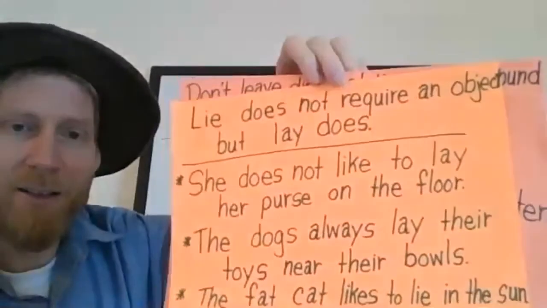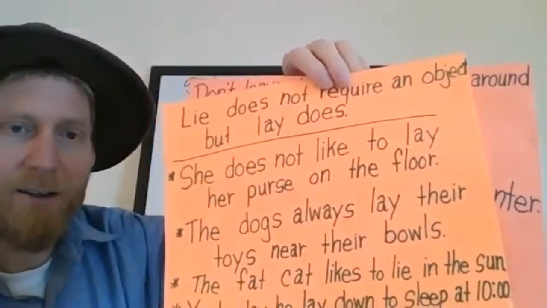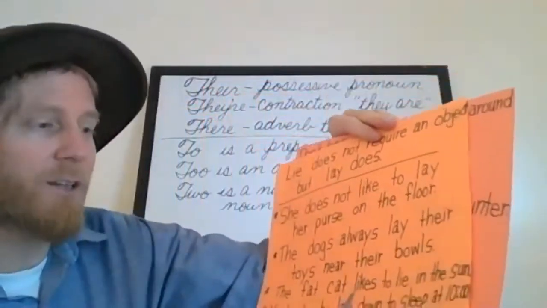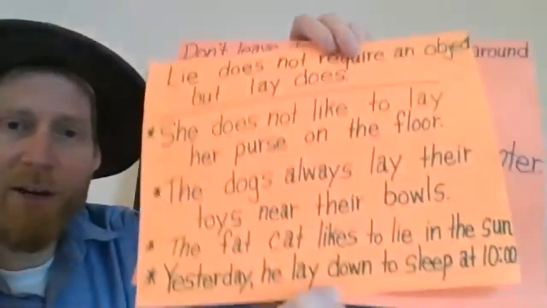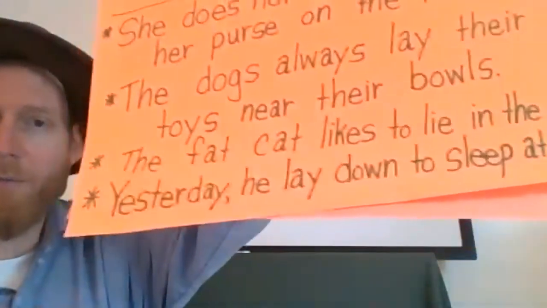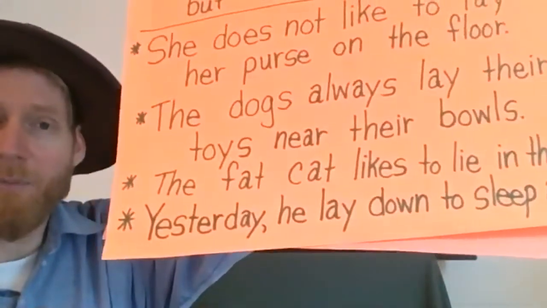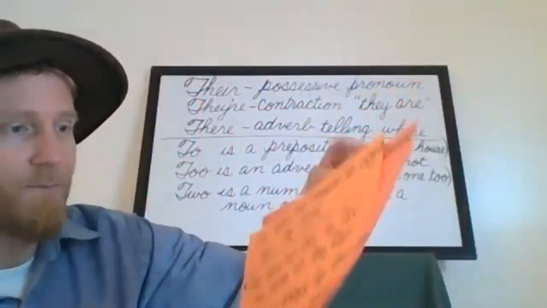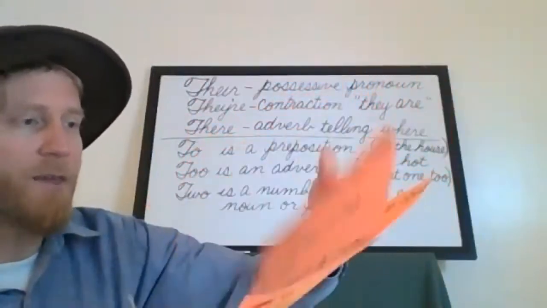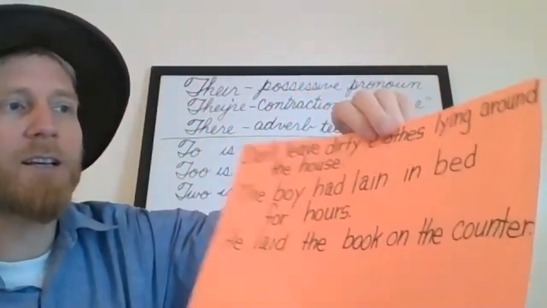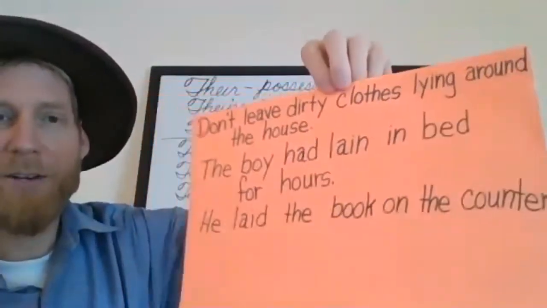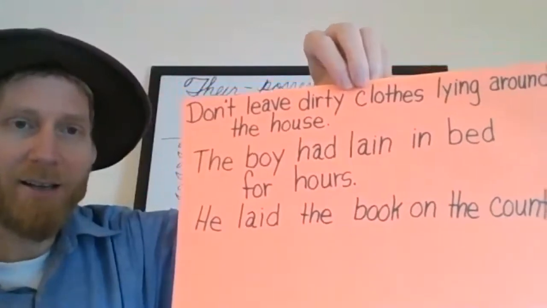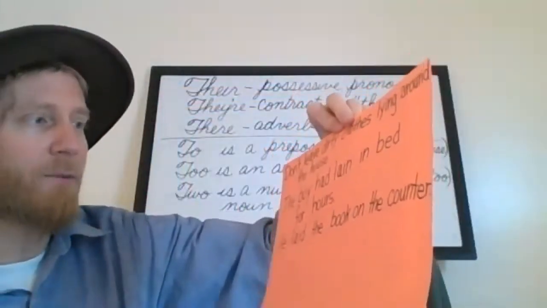The fat cat likes to lie, all right, in the sun. Lie, resting or reclining. Yesterday he lay down. Notice it's lay, but they're meaning to lie, right? But it's lay because it's in the past, because it's yesterday. And so that one may cause some problems if we're not thinking about it. Don't leave dirty clothes lying around. There's the ing form. It's happening before our eyes. It's lying on the ground or lying around the house.